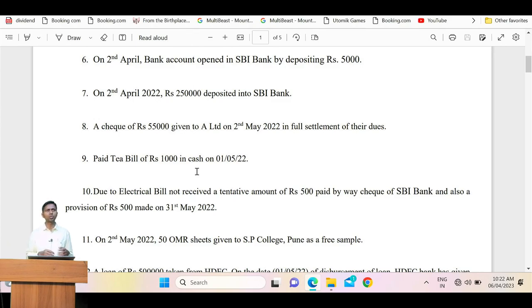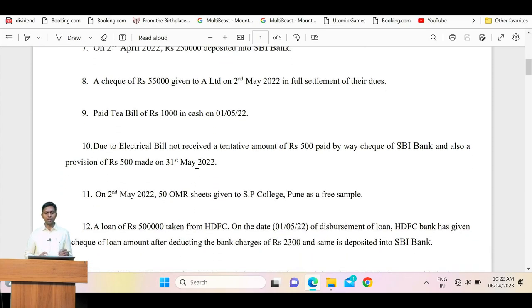And then as students, you must know how to pass closing entries as well. For the electricity bill, you must be able to make the provision for electricity. If you do not get the bill of March, that doesn't mean you do not need to pass the March entry. March is in your financial year. You cannot say the bill is not there, therefore I haven't passed the entry. You have to pass it by making a provision.